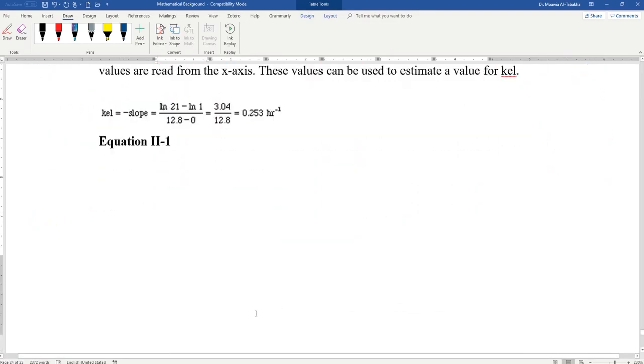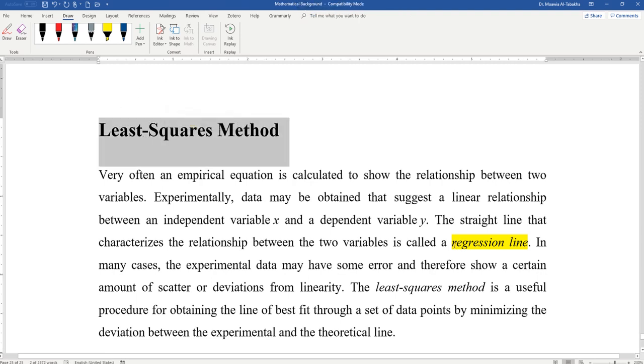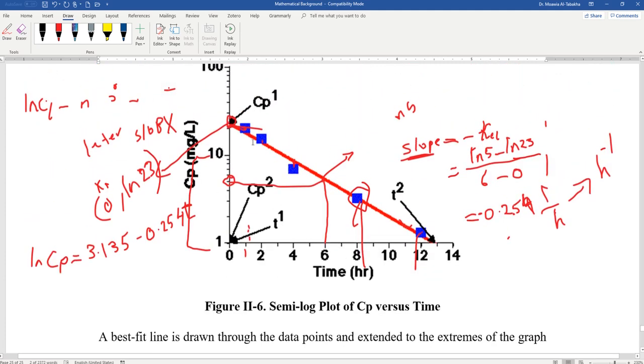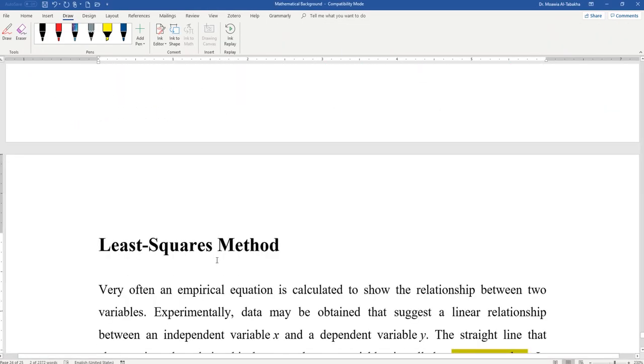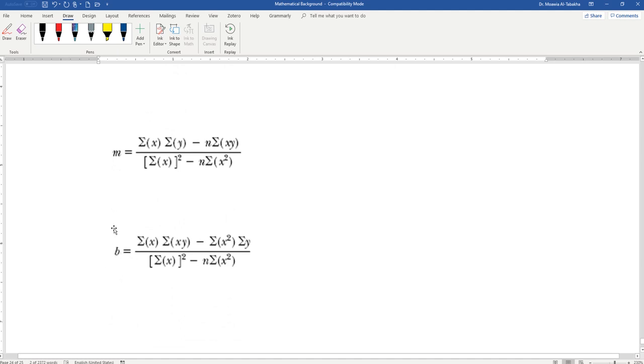Okay, let me discuss something else. As I have shown you, Excel uses the least squares method to calculate the intercept and the slope and to draw the regression line. That is, the line that you see here, the best fitting straight line, is actually referred to as the regression line. We will not go into the details of the least squares method, but it is used to calculate the slope and the intercept using an equation.